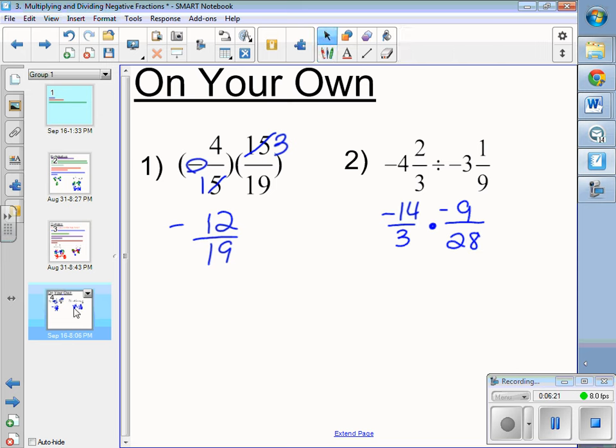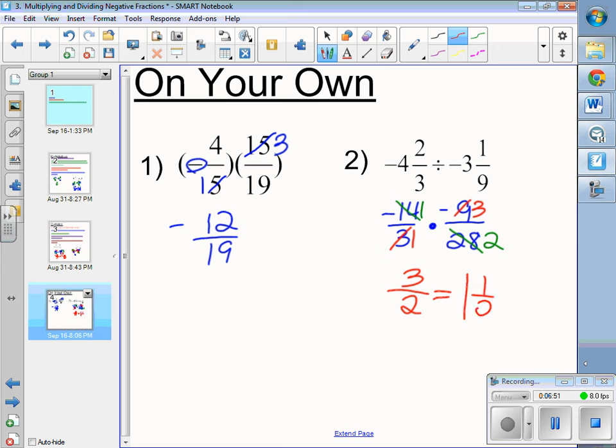Now, looking for our common factors. 14 and 28 are both divisible by 14, so this becomes 1, and this becomes 2. 3 and 9 are both divisible by 3, so 3 becomes 1, -9 becomes -3. So -1 times -3 is 3. 1 times 2 is 2. 3 divided by 2 is 1.5.